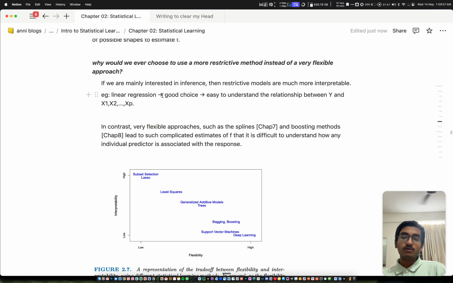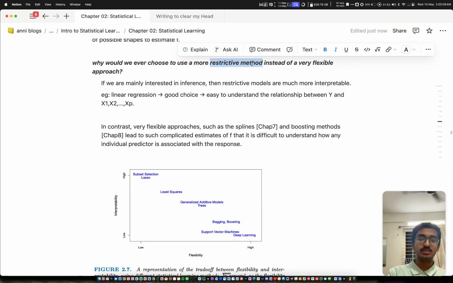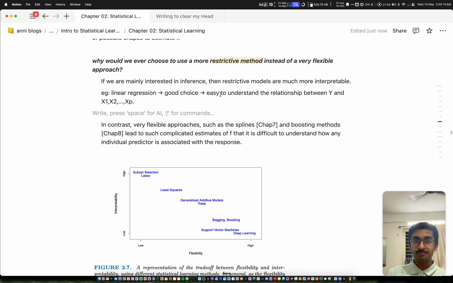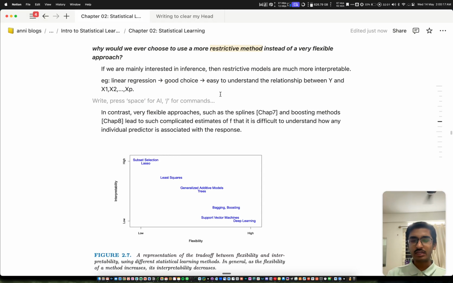So now a very natural question is, if our goal is to predict a function f that takes certain input data to output data, why on earth would we use a more restrictive method instead of a flexible approach if we have more parameters, right? If we have more compute? Which is a very good question, and I think the answer is overfitting and also interpretability.